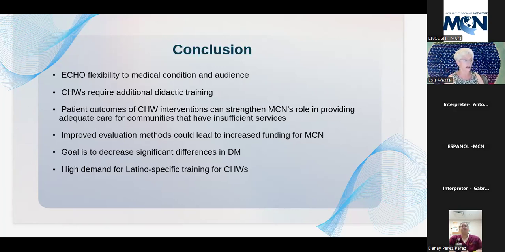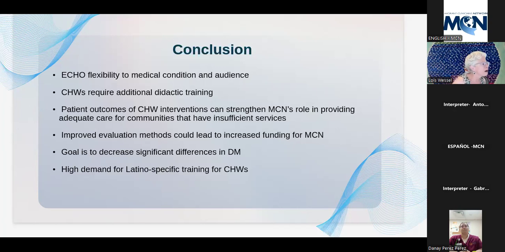Obviously, additional funding would help us improve our evaluation methods. We really hope to make an impact on the fact that so many people have complications from diabetes, and so many of them are from our Spanish-speaking population. And if nothing else, our demand is higher than our ability to do the training. And sadly, every year we do have to turn a few people away.